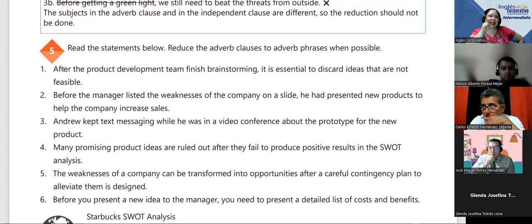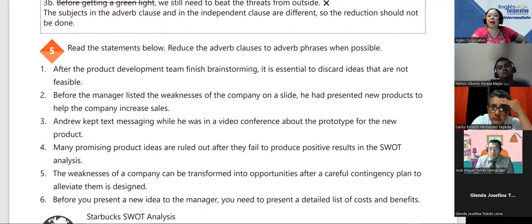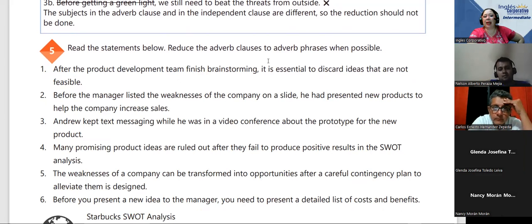Vamos a ver, tenemos que detectar cuál es el sujeto primero. What's the subject first? Okay, after the product development team finished brainstorming, ajá, entonces la que lleva after, esa es la clause, ¿verdad? Es la adverbial clause, porque ahí está el adverbio. ¿Tiene sujeto? Sí, tiene sujeto. ¿Quién es el sujeto? The product development team. Team, ok. A ver, viene acá y dice, it is essential to discard ideas that are not feasible. Ok. En este caso, it is... It's the same. Exactly.